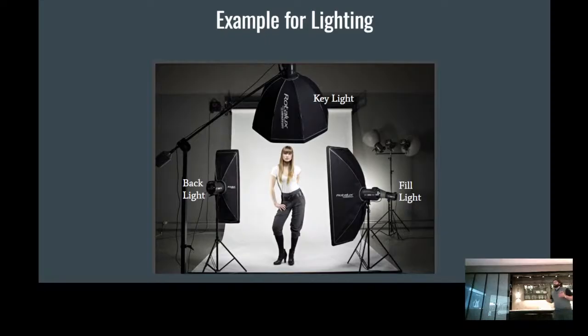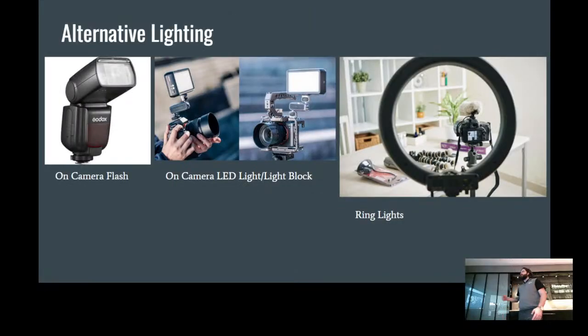People can do this with much smaller pieces. You don't need something this big, but this is a perfect way of me explaining it so you get the idea of what it is that you're actually looking for. You want to get away from this and you want something that's a little bit more easy or manageable. On-camera flashes are fantastic. The on-camera LED light or light blocks and ring lights all are fantastic adds to have.